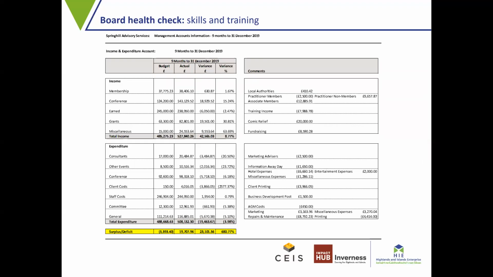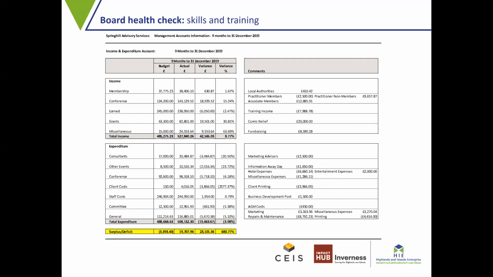So to recap, the comparison of budget to actual on the income and expenditure account for the 9 months to 31st of December 2019 shows a surplus of 19,707.96 generated for the 9-month period, compared to a budgeted deficit of 3,393.40, giving the organisation a positive variance of 23,101.36.